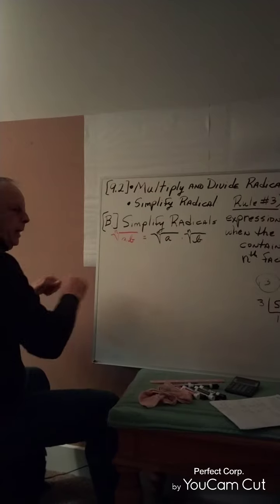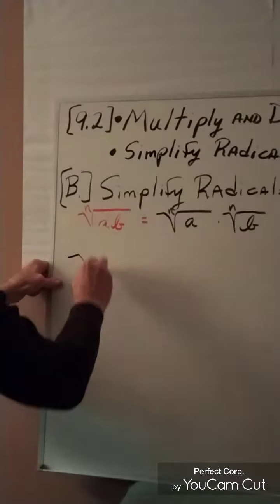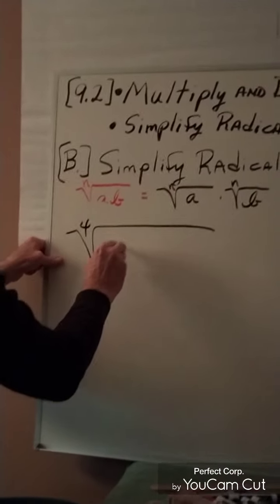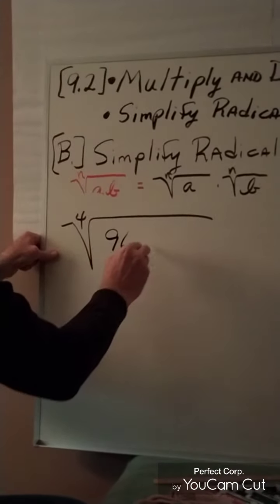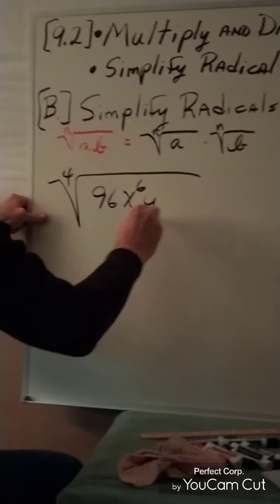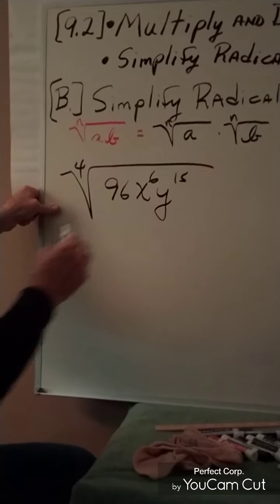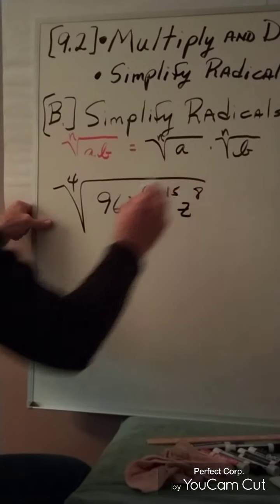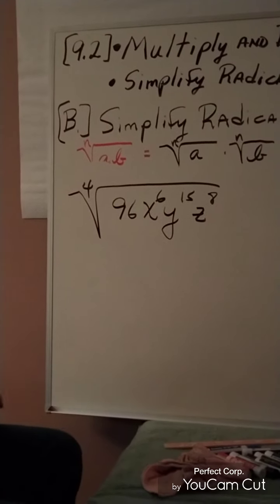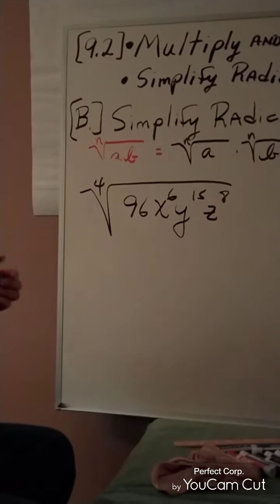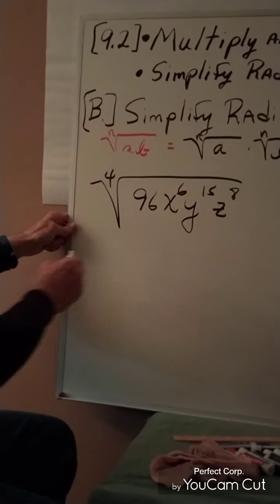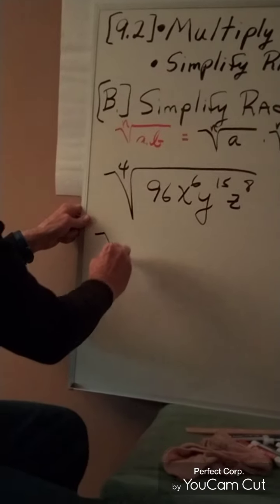Let's take care of that number 9. Change the index. You have to see the different types. Index of 4. 96 x to the 6th y to the 15th z to the 8th. I just realized something. I'll come back and get that back on number 8. I forgot something. It just dawned on me. Not perfect. Get this thing ready.